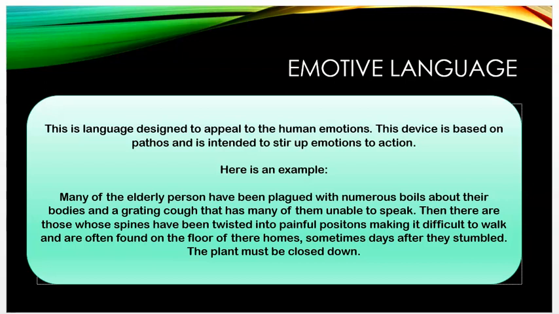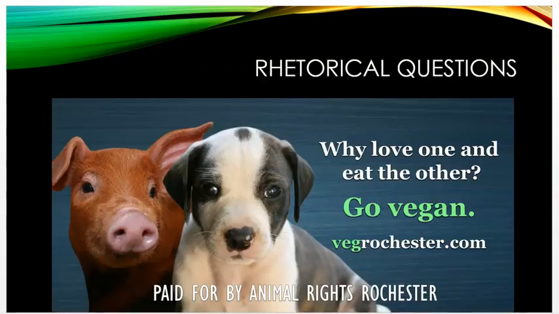Many of the elderly persons have been plagued with numerous boils about their bodies and a grating cough that has many of them unable to speak. Then there are those whose spines have been twisted into painful positions, making it difficult to walk, and are often found on the floor of their homes, sometimes days after they stumble. The plant must be closed down. So here the person is painting pictures in our mind that will stir up our emotions. Emotive language here.